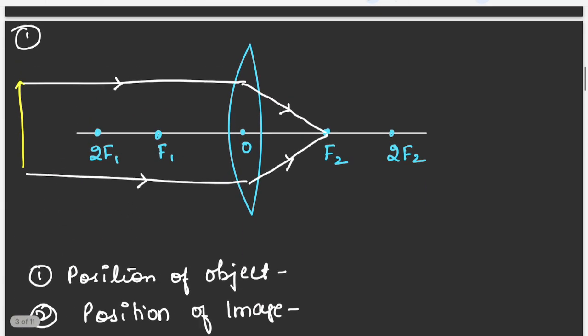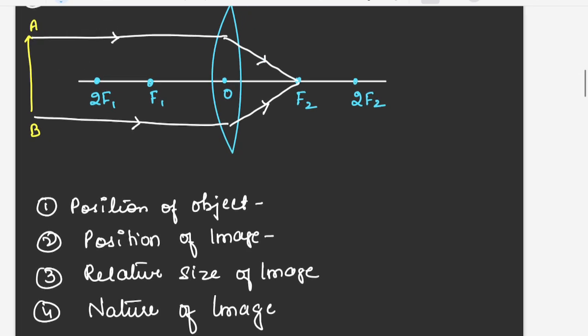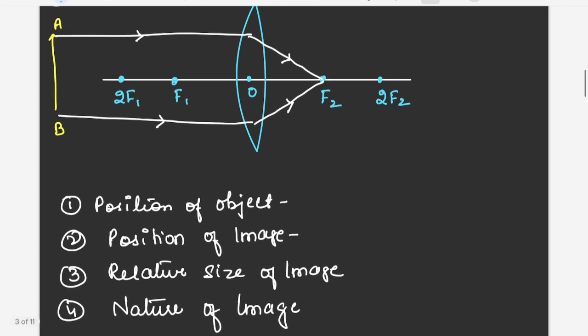So this is the ray diagram for the first case of the convex lens, where the object is placed here. We are placing the object here, A, B. So this is the ray diagram. Is that clear? After you draw the ray diagram, we are going to write the position of the object. The object is placed at infinity. Where is the position of the image? Image is formed at F2.